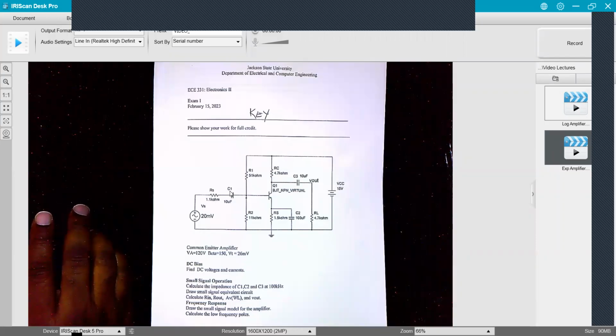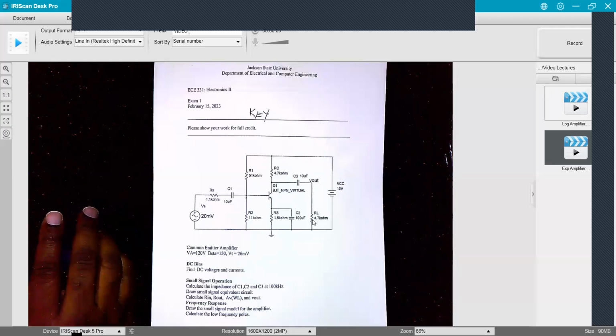Now, these are C1, C2, and C3 because I actually made this schematic using LTspice. I believe it's LTspice; it may have been Electronic Workbench. So I renamed these. I could have made them the right names, but other than that, these values are exactly the same: 4.7K for RC, 4.7K for RL, 15 volts, 20 millivolts in for VS.